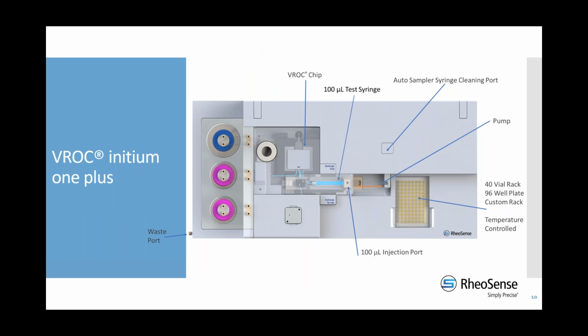And just one final image here with our system. This is a bird's eye view of our automated viscometer, the Initium. I just wanted to emphasize that once our sample is introduced into the test syringe, and that flow channel that I just mentioned is embedded into our VROC chip, we have a closed system, and we have the ability to retrieve our sample. So when we do these heating cooling cycles, we have one volume of sample that we're monitoring in this closed environment over an extended period of time.